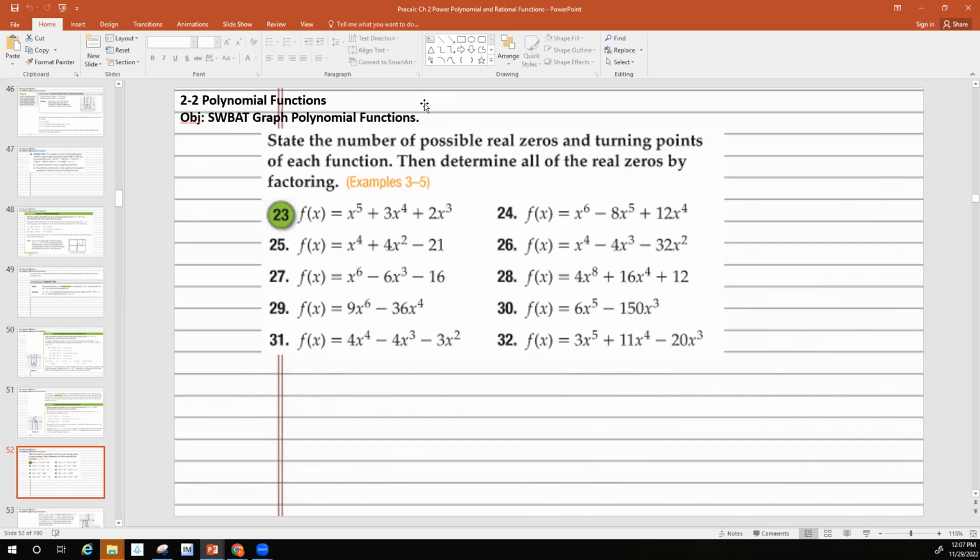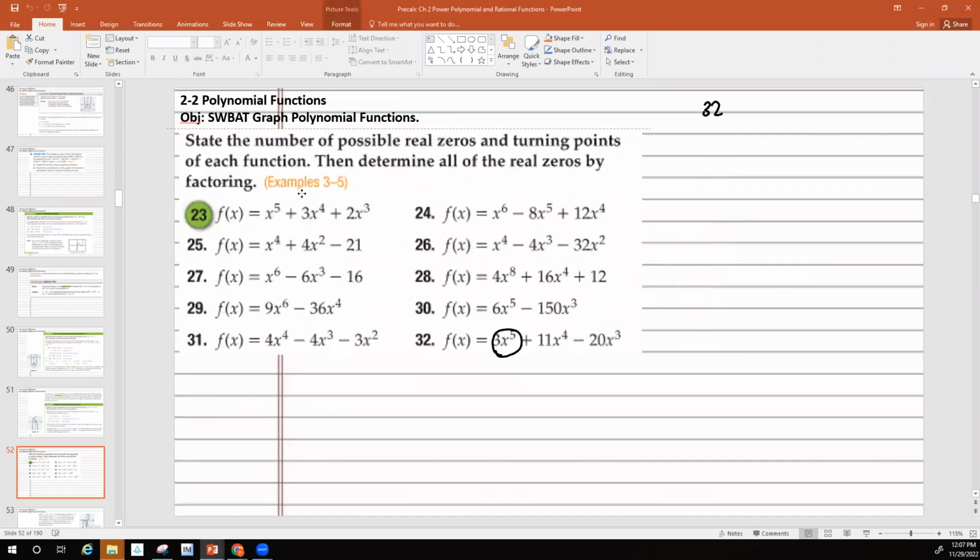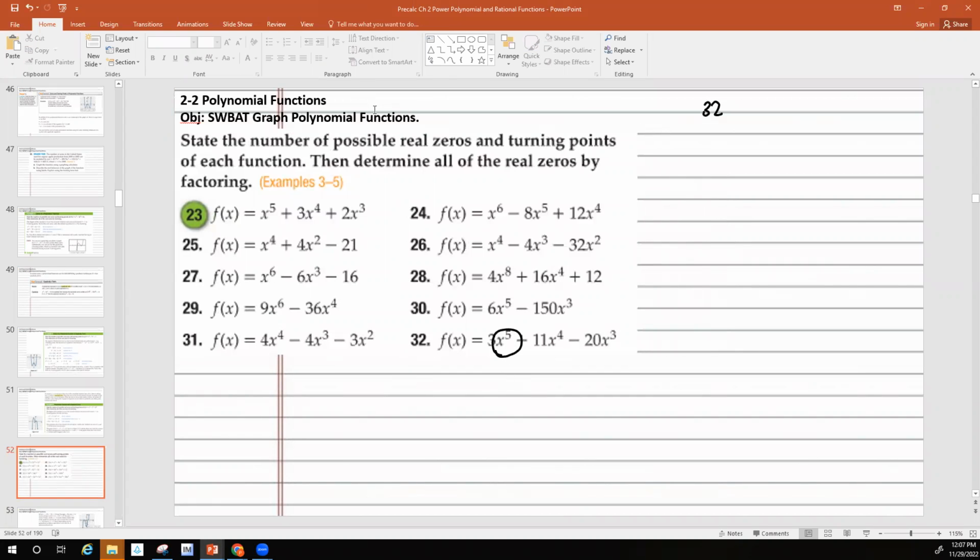Okay. So should we do the harder ones first? Yeah, that's fine. Okay, let's start with 32. Actually, I'm going to move this a little bit to the left so I got more space. There you go. All right.